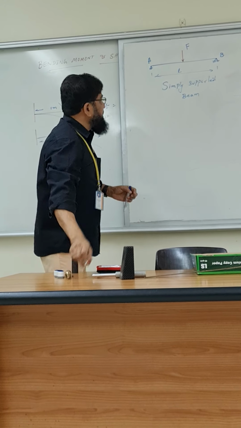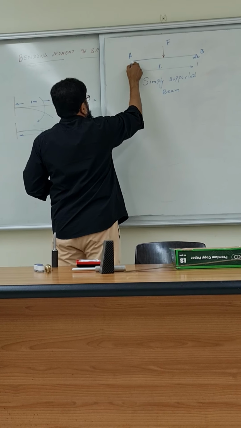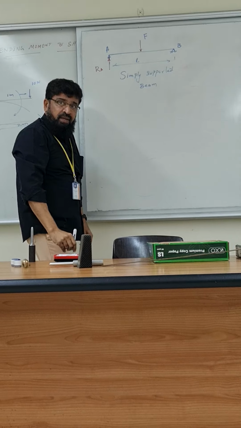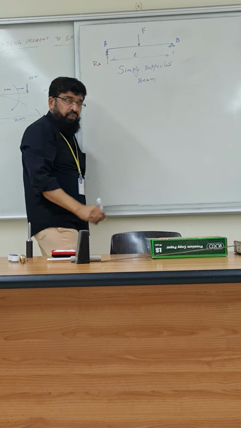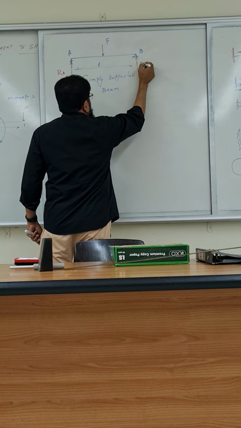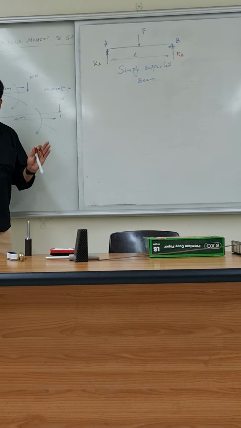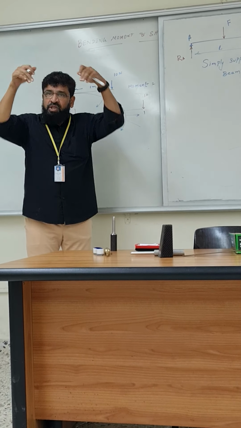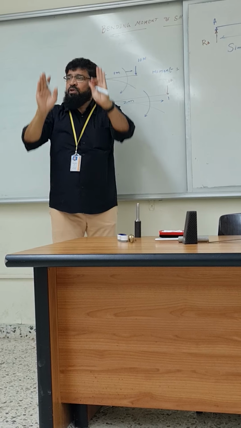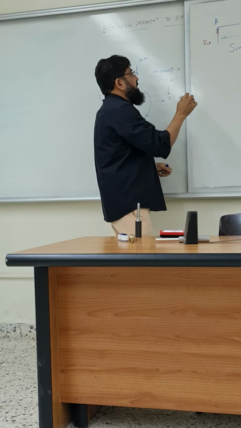What will happen now? You will have a reaction here because of this force. This reaction I can call RA, correct? And I can call this reaction RB. So for force equilibrium, what should happen? RA plus RB should be equal to F. Whatever is acting down should be equal to whatever is acting up. You agree with me?